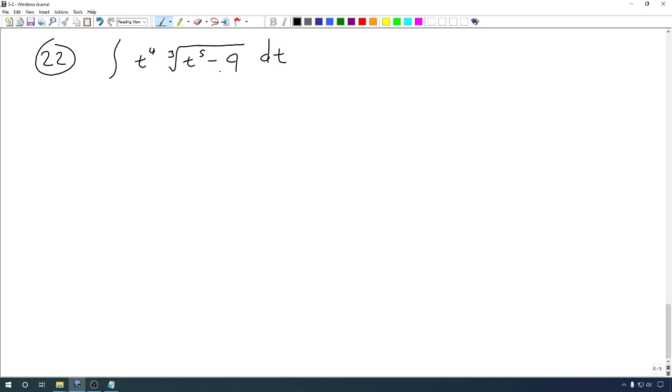But the idea here is that we have this t to the 5th minus 9 that's inside the cube root. We would like that to just be a single variable. So let's try just setting u equal to t to the 5th minus 9.